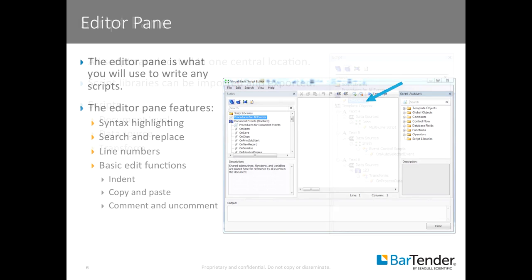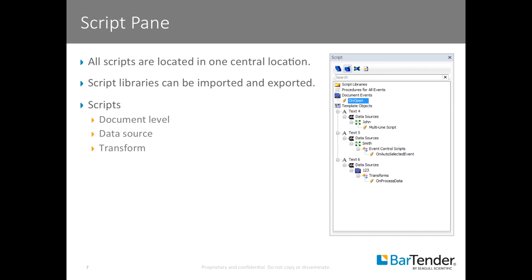The pane on the left is the script pane. This is where you will see what part of the label you're writing a script for. You can also navigate to any script or object currently on your label format. In this list you will see all the scripts that are available, whereas in the past you actually had to dig around into each particular object. Now it's easier to navigate because we have them all in one central location.